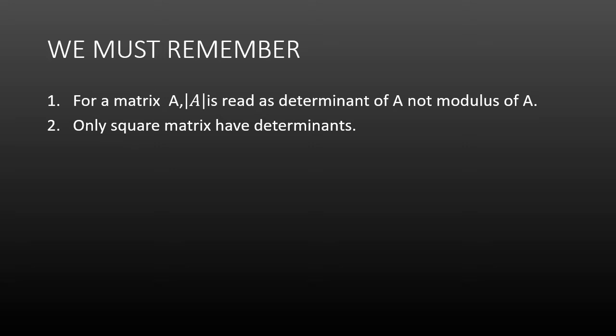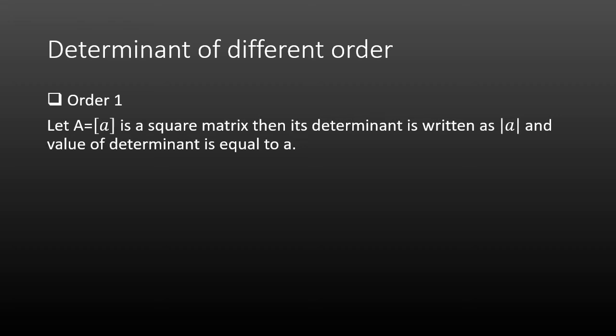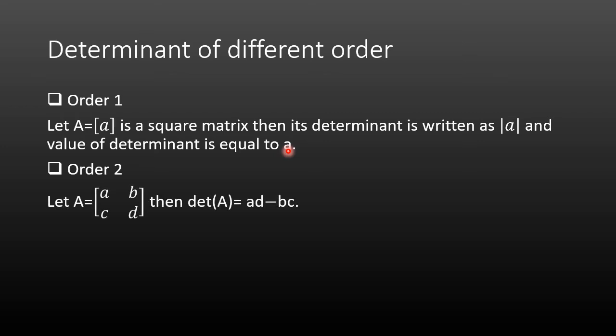Now this is the definition, but how to find out the value of the determinant? So that's why we have considered the value of the determinant of different order. Now if I consider the determinant of order 1, then you know, students, that A is equal to A. This is the order 1 matrix. So in that case if we write the determinant as determinant of A, and to find its value we don't have to do anything, because it is a single element, so its value will be A only.